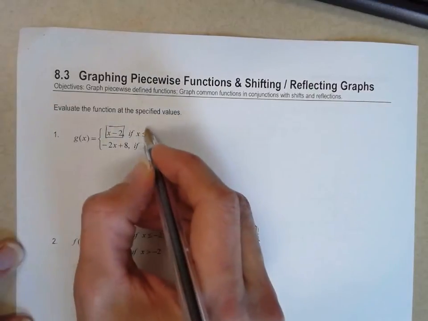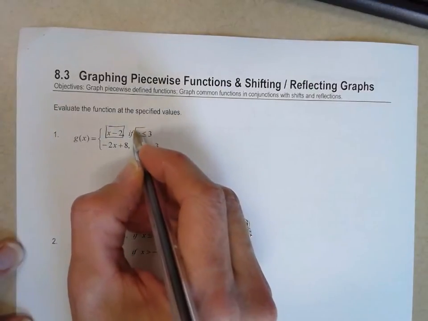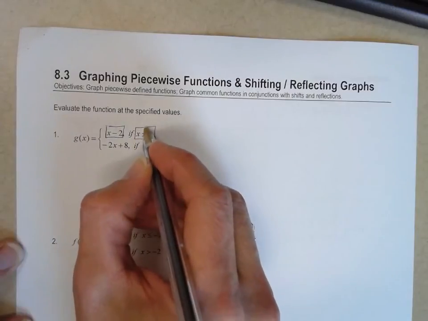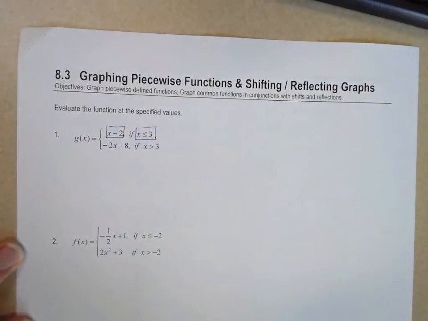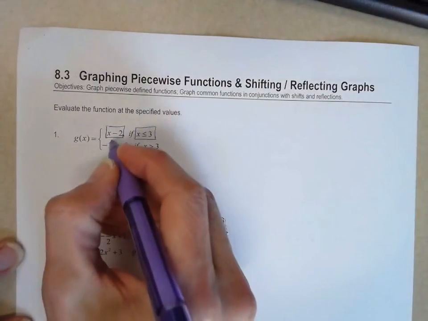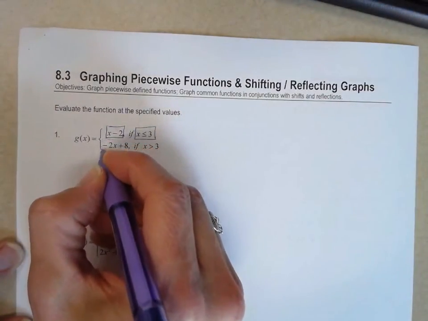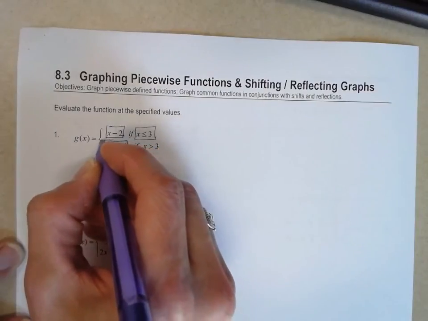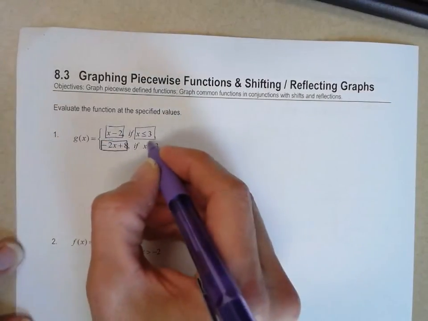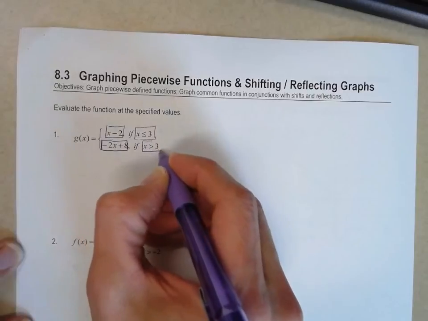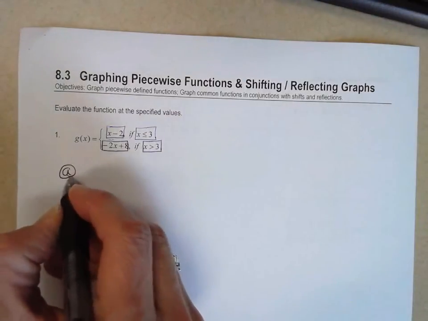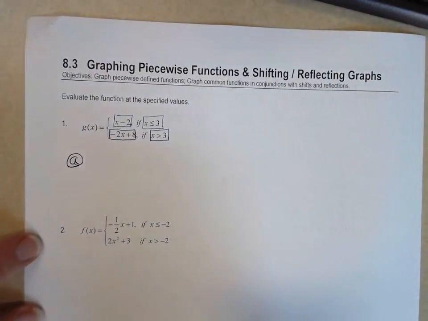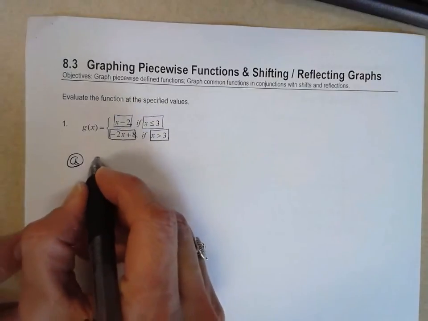The first rule, when x's are less than or equal to 3, so this tells us when to use this rule. And then the second rule tells us it is the line, negative 2x plus 8, both of these are lines, and we use that rule if the x values are greater than 3. So the first question, we'll do a part A. We simply want to be able to evaluate at specified values.